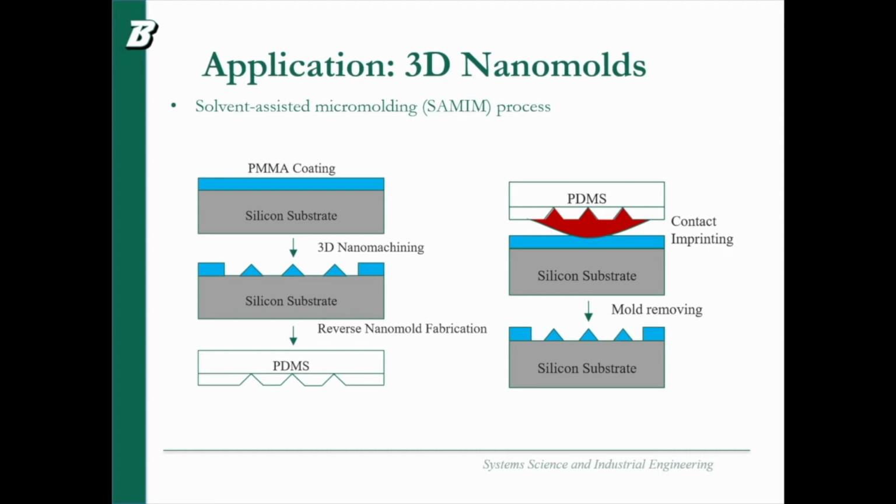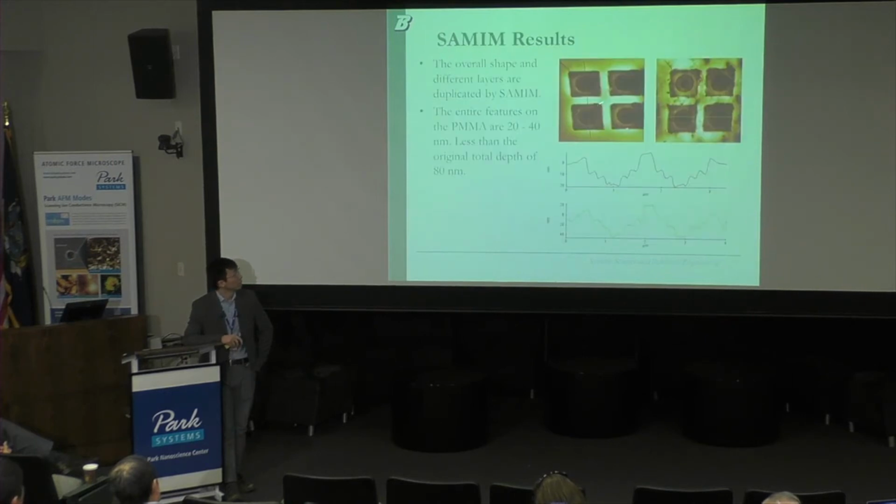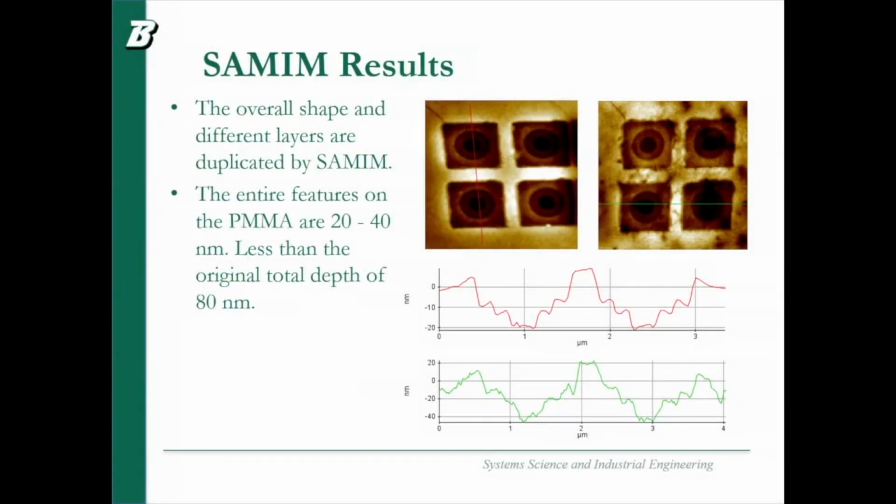Then by pressing the mold against the surface, we get the original shape directly out of the AFM. So it's much quicker than doing the 3D nanomachining again. This is the entire process, and this is the result we got. You can see the overall shape is fine. We can see 3 layers, a square, and an inside cylinder shape.